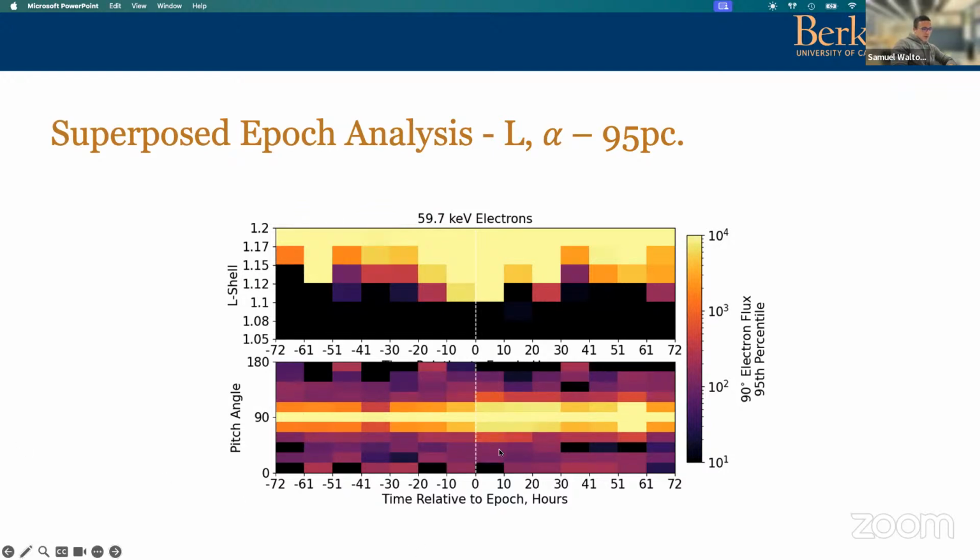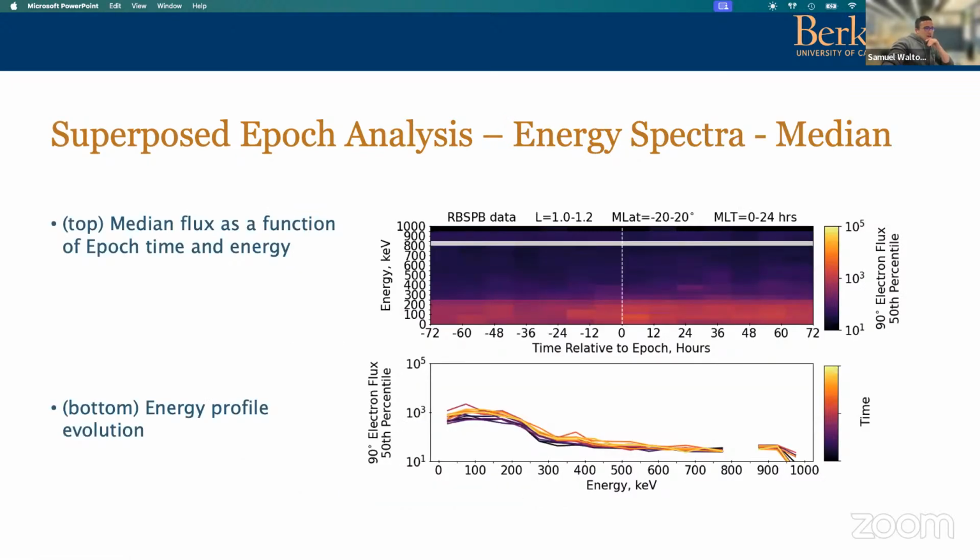So yeah, at some point I would like to put the drift loss code on here, which I'm getting around to. But yeah, that's kind of an idea of the dynamics at very low L for 60 keV electrons.